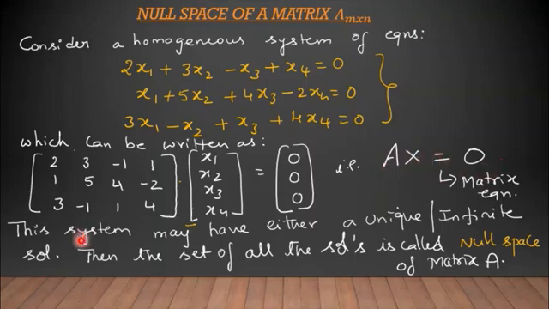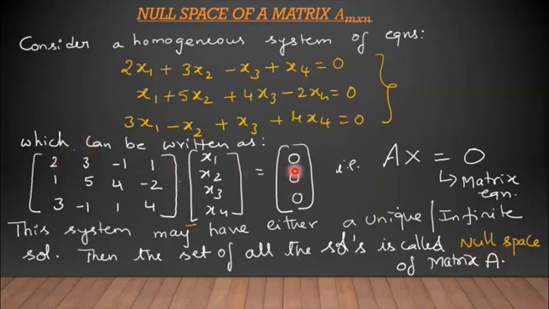This system may have either a unique or infinite solution, as we learned earlier. A unique solution means the zero solution, which always exists for a homogeneous system. Infinite solutions means non-zero solutions. The set of all the solutions we call the null space of the matrix A. That means the set of all vectors x which satisfy the equation Ax equals 0, that is, the set of all the points x1, x2, x3, x4, gives you the null space of the matrix A.